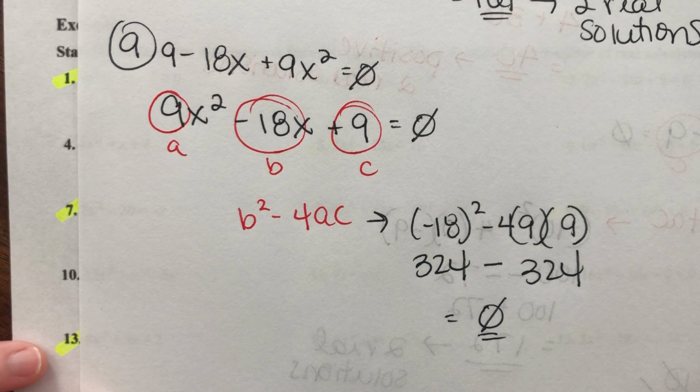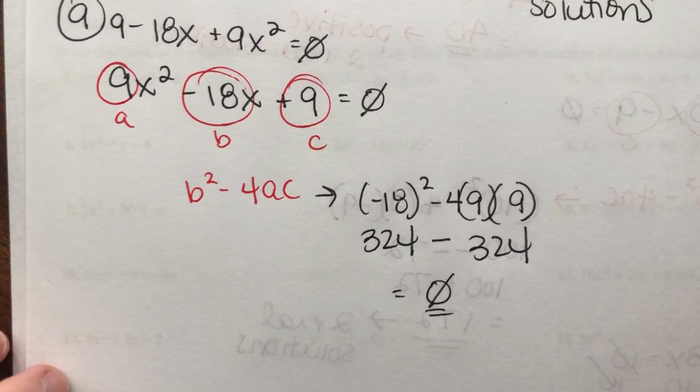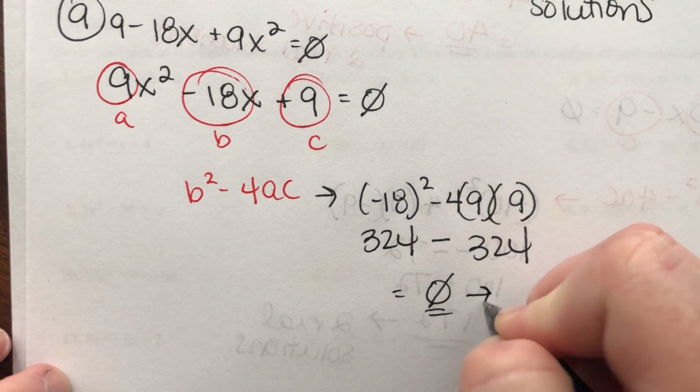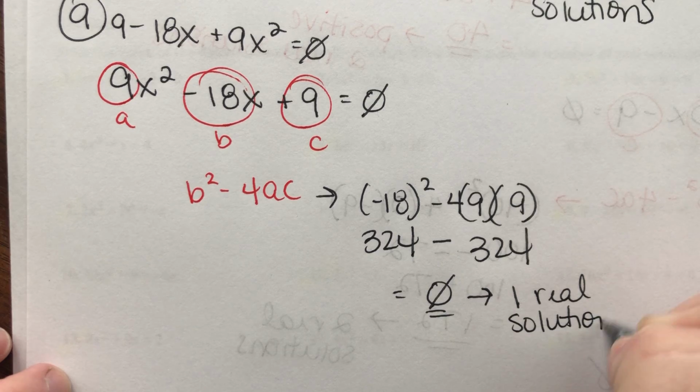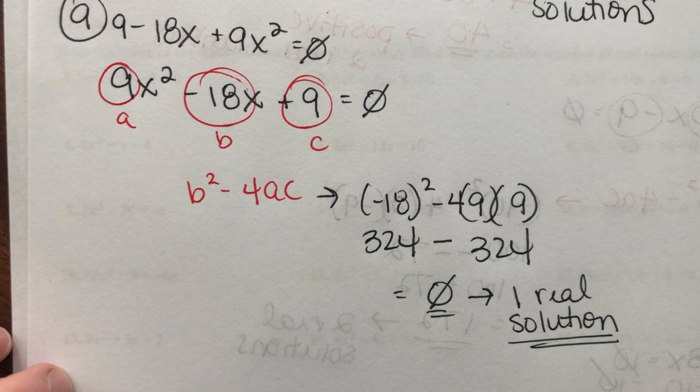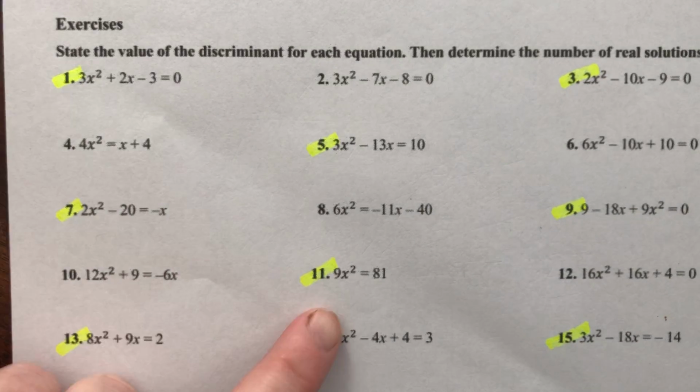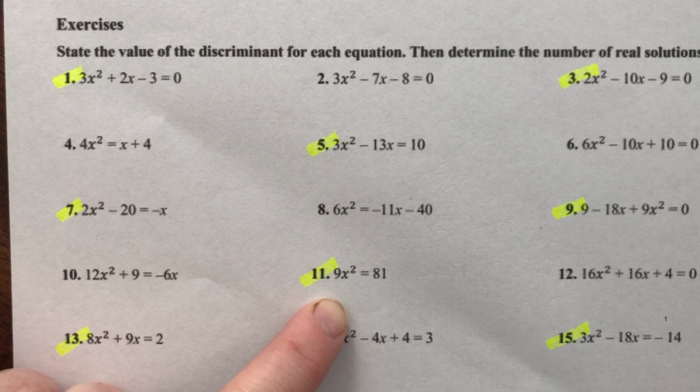So whenever I get 0 in my discriminant, that means I only have one solution. It's either negative or positive. If it's negative, there's no solution. If it's positive, there's 2. And then in between, if it happens to be exactly 0, there's only one solution. Okay, next one, number 11, 9x squared equals 81.